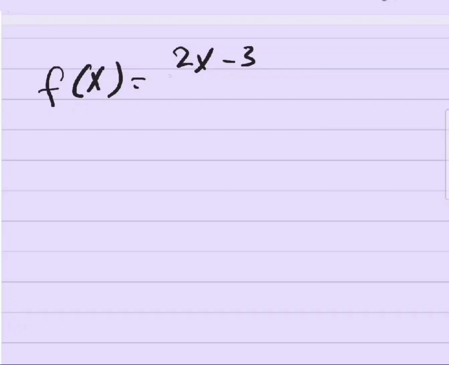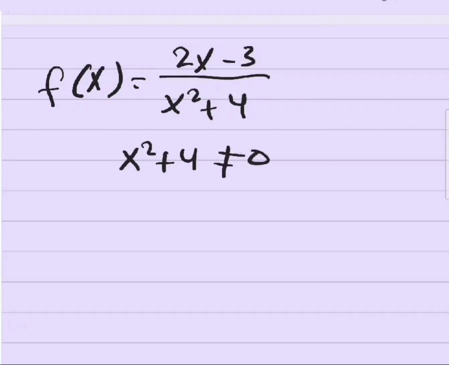Now what about this example? 2x minus 3 divided by x squared plus 4. Go ahead and find the domain. So let's begin by setting x squared plus 4 not equal to 0. So if we subtract both sides by 4, we'll get this: x squared cannot equal negative 4.